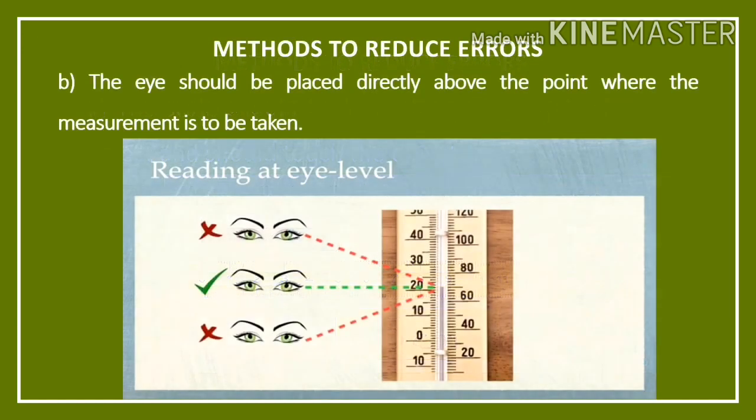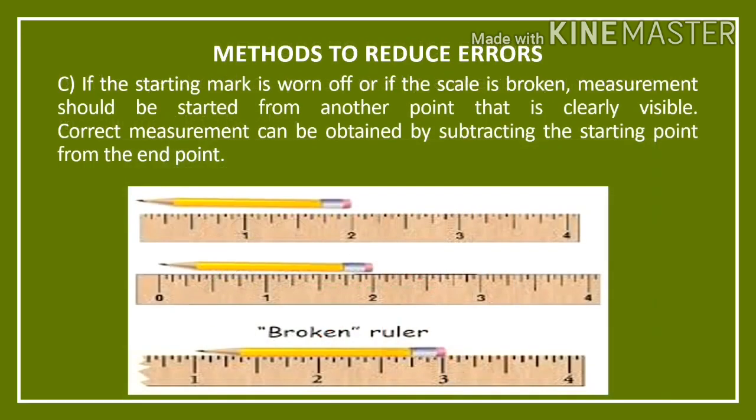The eye should be placed directly above the point where the measurement is to be taken. We shouldn't have side look while taking reading. If the starting mark is worn off or if the scale is broken, measurement should be started from another point, that is from 1 onwards, which is clearly visible. Correct measurement can be obtained by subtracting the starting point 1 centimeter from the end point.